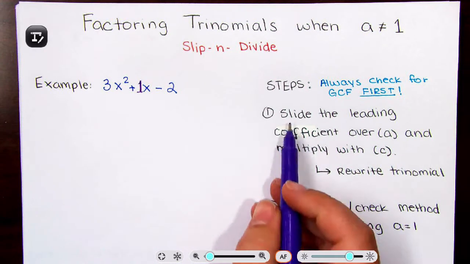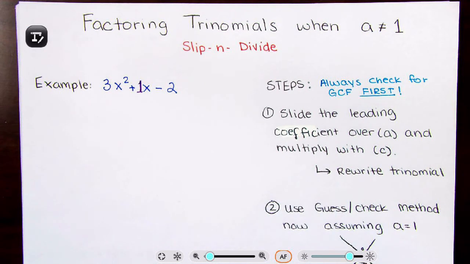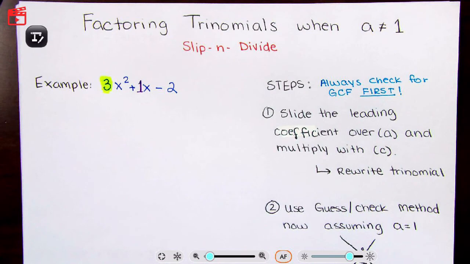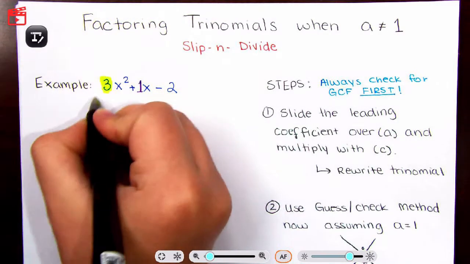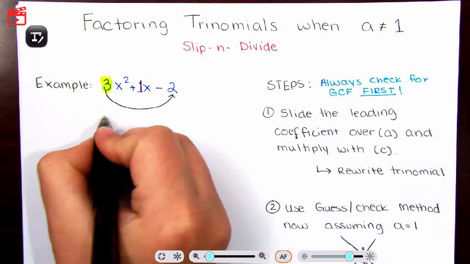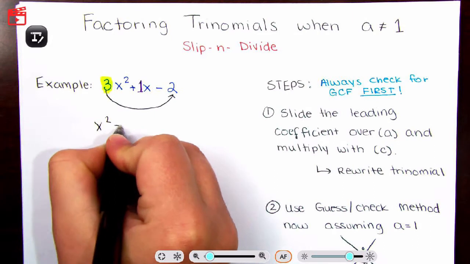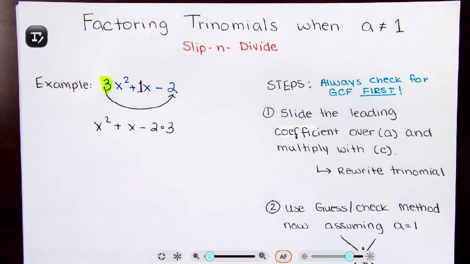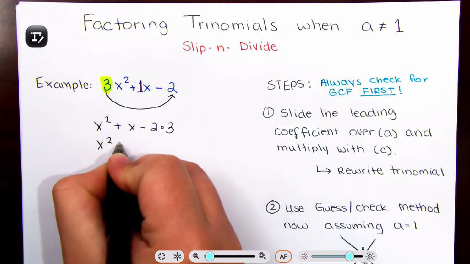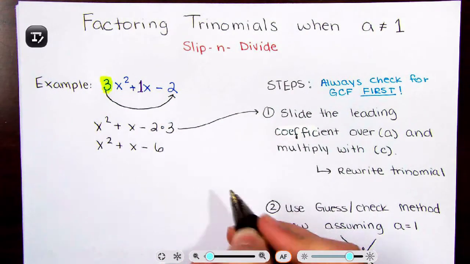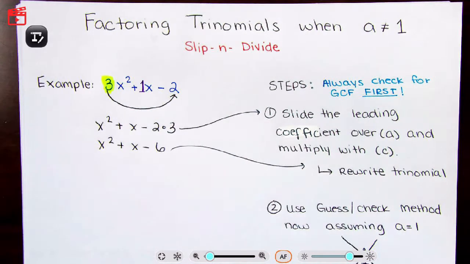So then we will move on to the actual first step. Step number 1, it says slide the leading coefficient. So this is our A value, the leading coefficient. You're going to slide it over to the C value, which is your constant, and you're going to actually multiply these. So what you're going to end up having is x squared plus 1x minus 2 times 3. So then we have x squared plus x minus 6. So then we slide it over, and then we rewrite the trinomial.